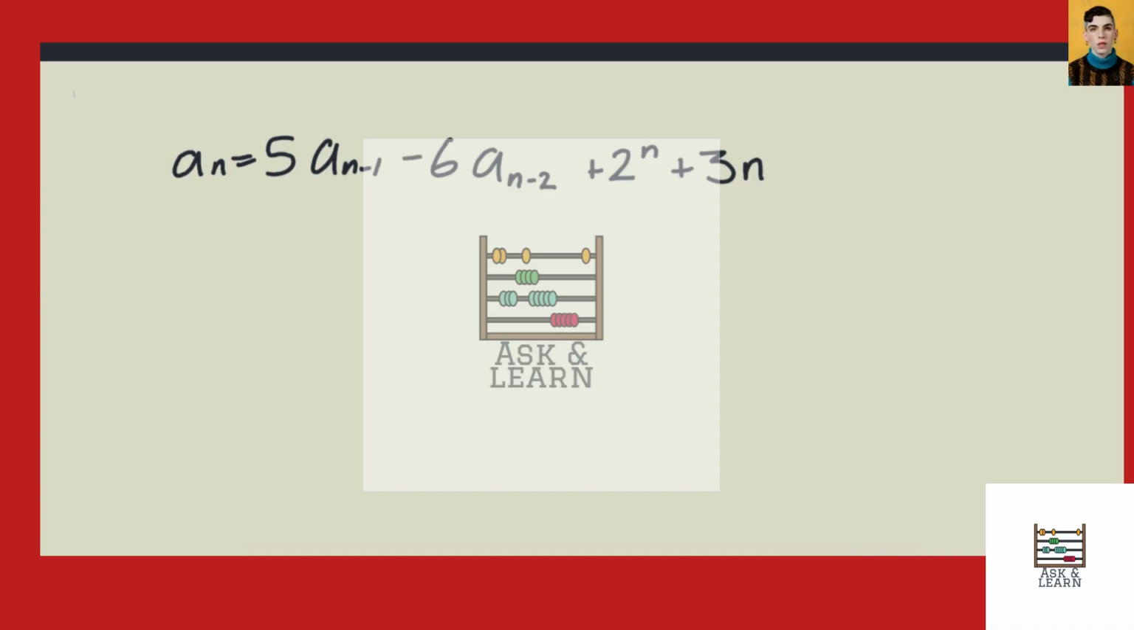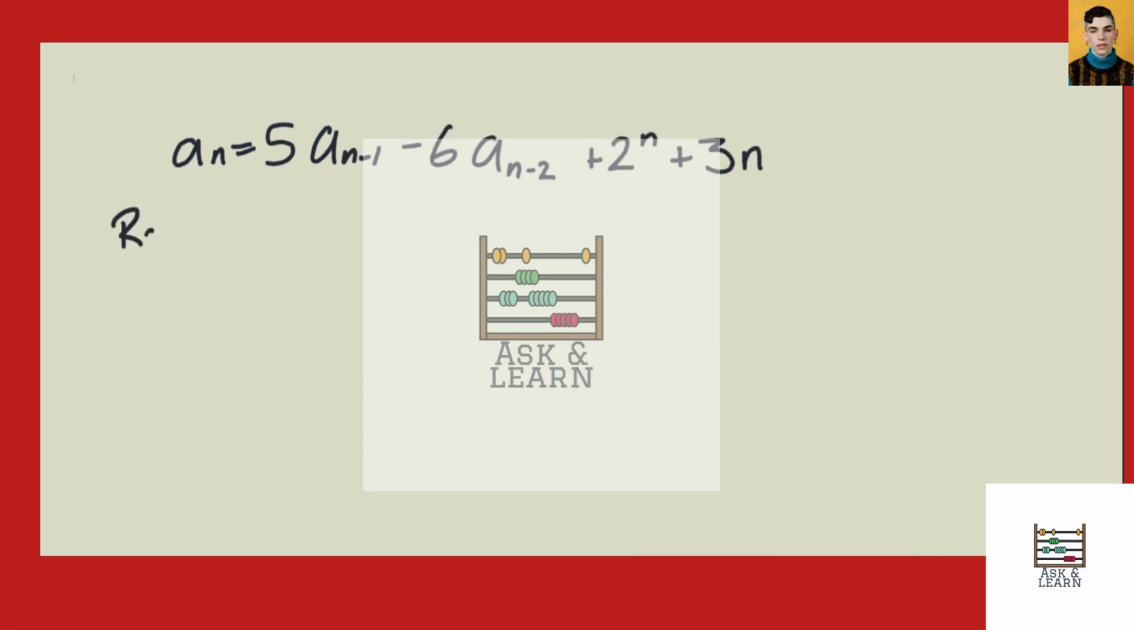Okay, so here we're given a_n is equal to 5 times a_(n-1) minus 6 times a_(n-2) plus 2 to the power of n plus 3 times n. So first we want the roots of the characteristic equation.